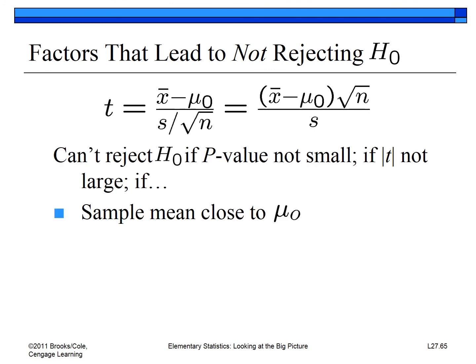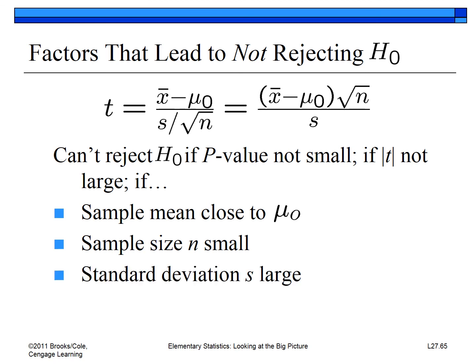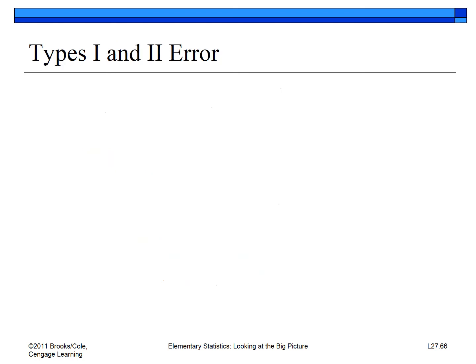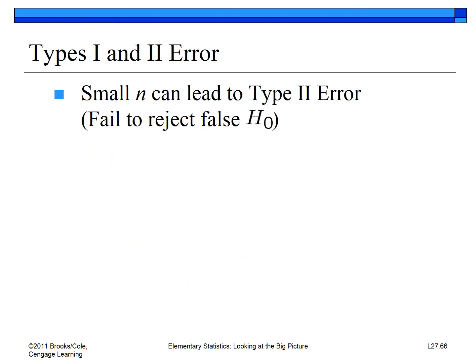Similarly, if the sample mean and the population mean are close together, then the quantity inside the parentheses up there in the numerator will be small. If the sample size is small, and if the standard deviation is large, all of those contribute to making t smaller. That small sample size is what we just saw in the previous example. That small sample size can lead us to a type 2 error. Remember, that's a false negative, a failure to reject a false null hypothesis.